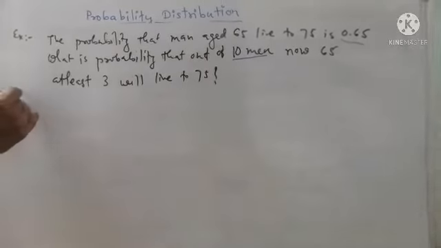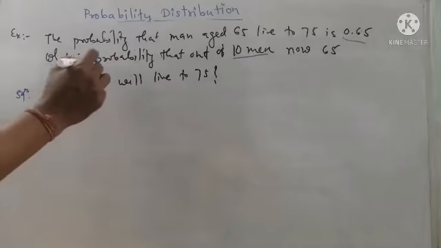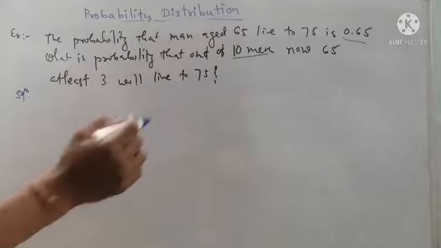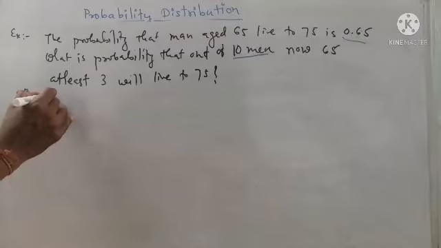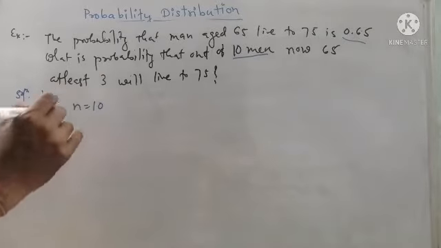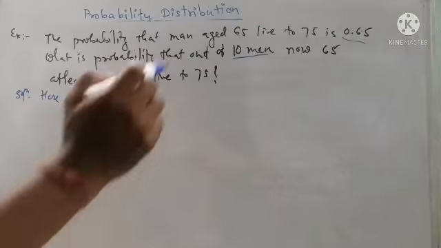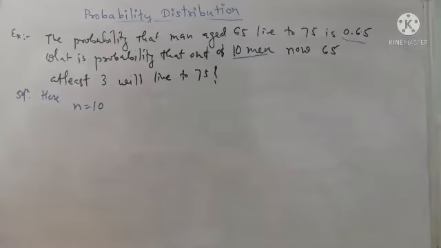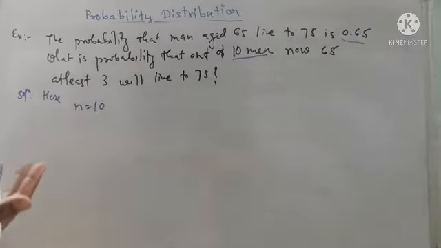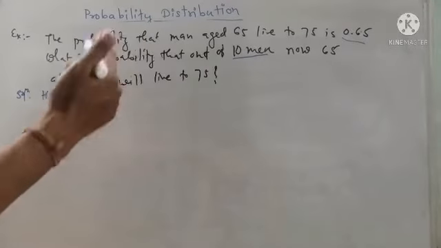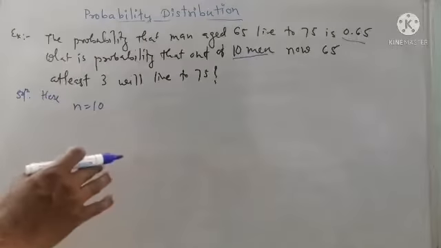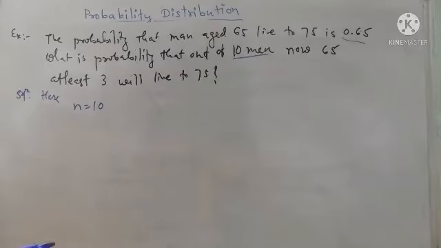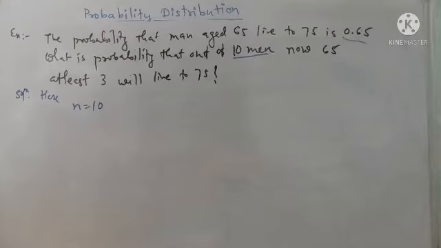In this example, we are asked what is the probability that out of 10, that means the number of trials is 10. Trial means here we have 10 men who are now at age 65. How many of them, at least 3 out of these 10, will live to 75? Now, living to age 75 is the event.